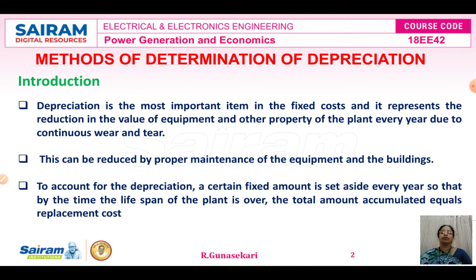To account for the depreciation, a certain fixed amount is set aside every year so that by the time the lifespan of the power plant is over, the total amount accumulated is equal to the replacement cost.